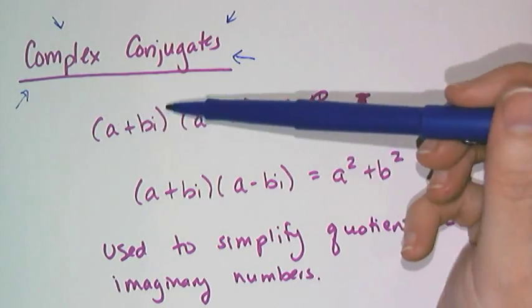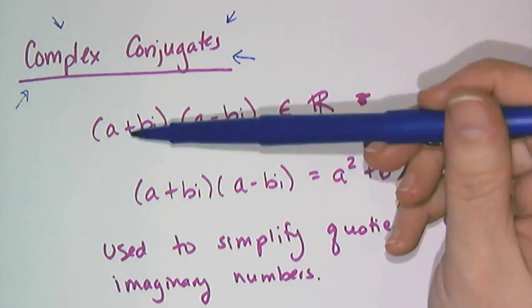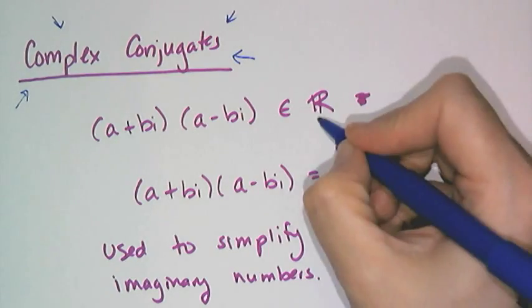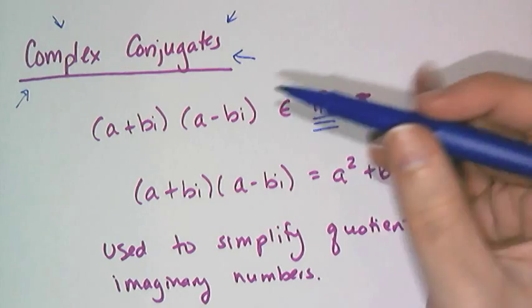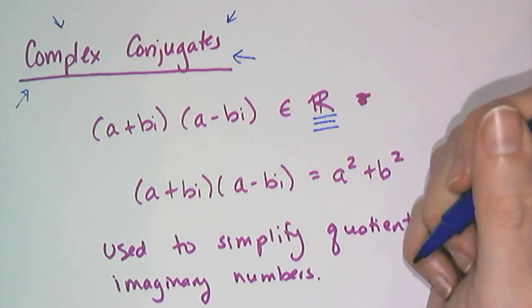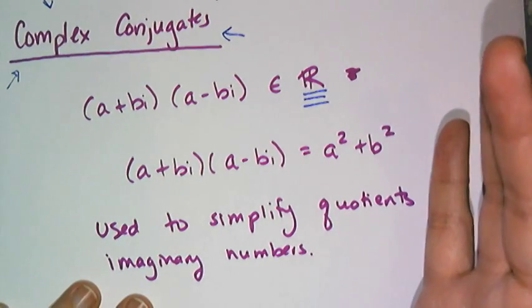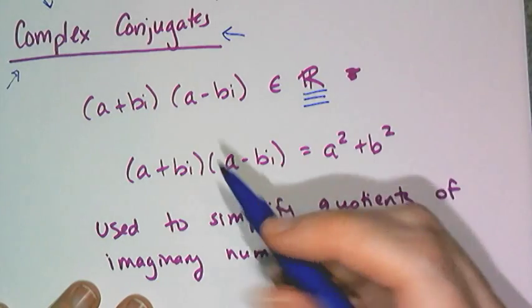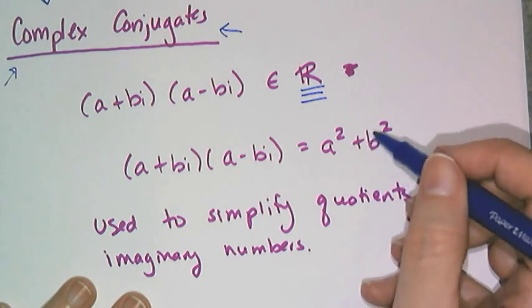So a plus bi and a minus bi, these are the two conjugates. And when I multiply them together, I get a real number. That's the special thing about complex conjugates, is when I multiply them together, the imaginary parts go away and I'm left with a real number. And simply speaking, once again, it goes back to that difference of squares thing. A plus bi times a minus bi is going to be a squared plus b squared.